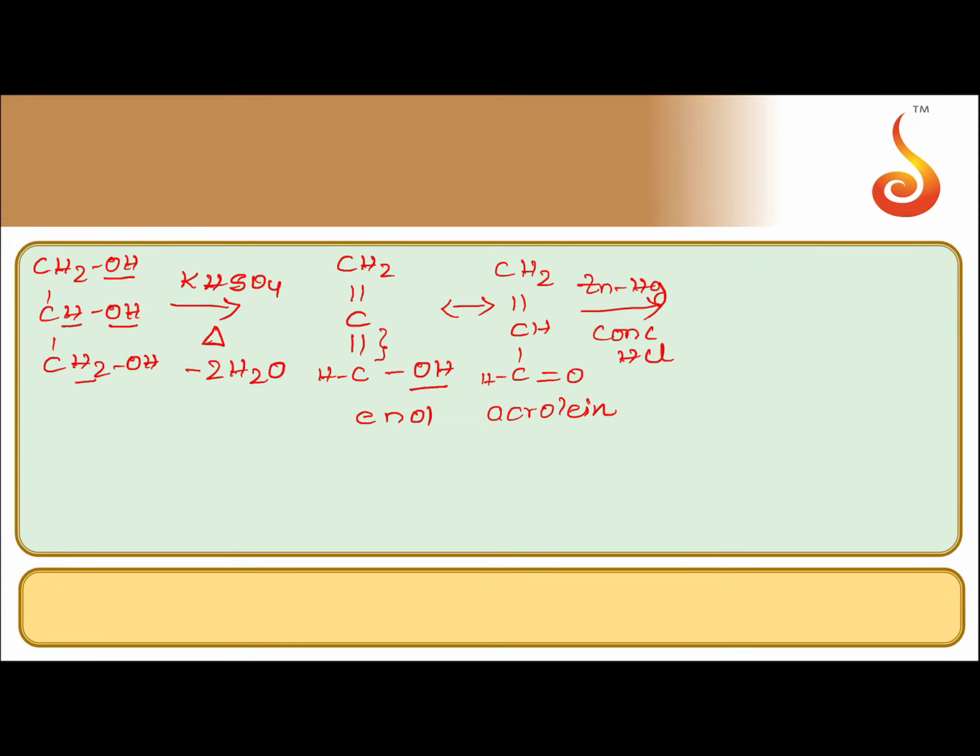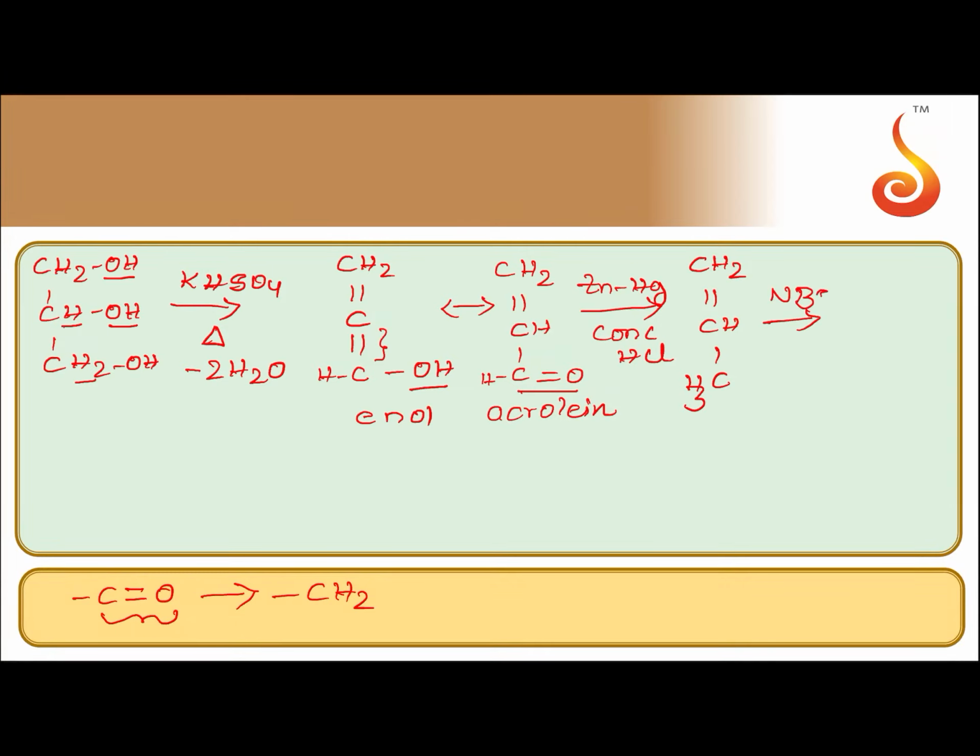Zinc amalgam and concentrated HCl is Clemmensen's reduction. When aldehydes and ketones are treated with zinc amalgam and concentrated HCl or hydrazine and sodium hydroxide, C double bond O will be reduced to CH2. That is the shortcut there. So here C double bond O should be reduced to CH2. So what will I get here? CH2 double bond CH and CH3 here.